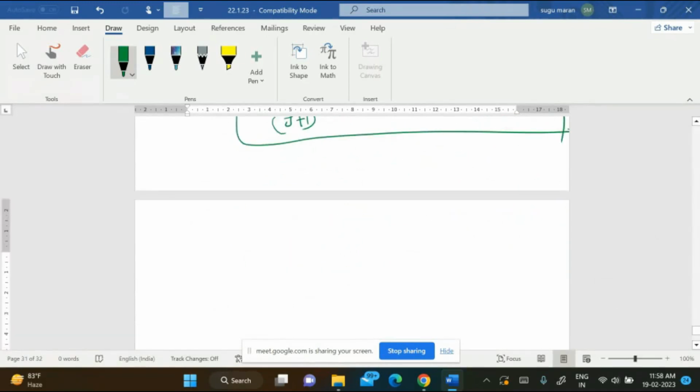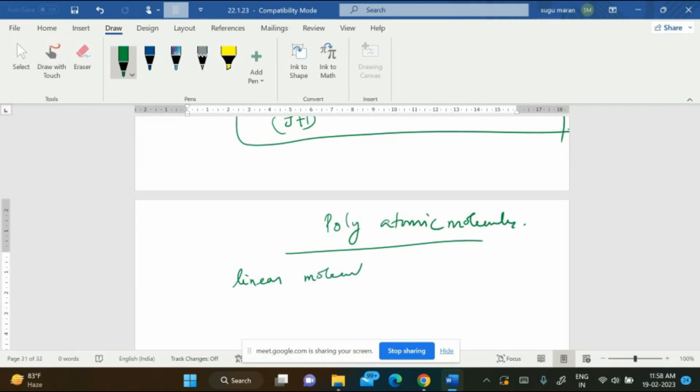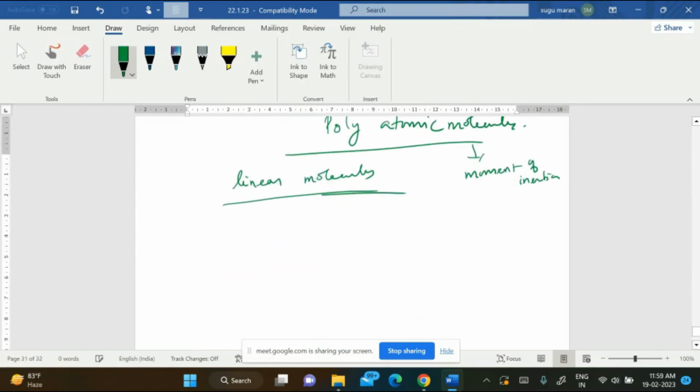Okay, so polyatomic molecules, I'm not going to deal with too much again. At least a few things about the polyatomic molecules. So this is a polyatomic molecule. It can be a linear molecule. Linear molecule is one assumption. Polyatomic molecules are classified based on moment of inertia, based on the three axes.